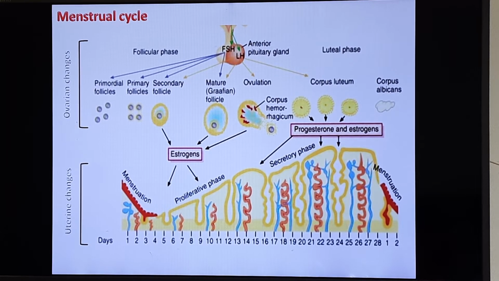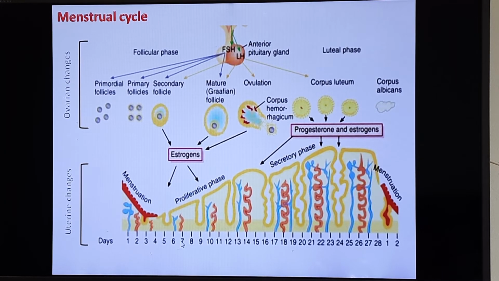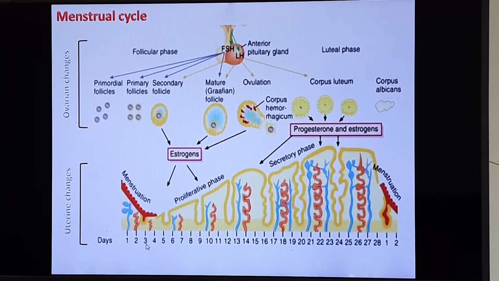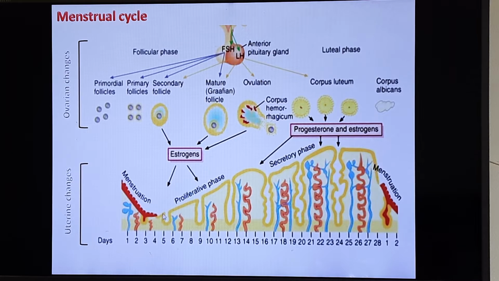The first phase is the menstrual phase. Look at the screen, this one is the menstrual phase. This lasts for 4 to 5 days. In some females, it may be extended up to 7 days, or it may be completed within 3 days. It depends on the hormones present in our body. This is the first phase, the menstrual phase.